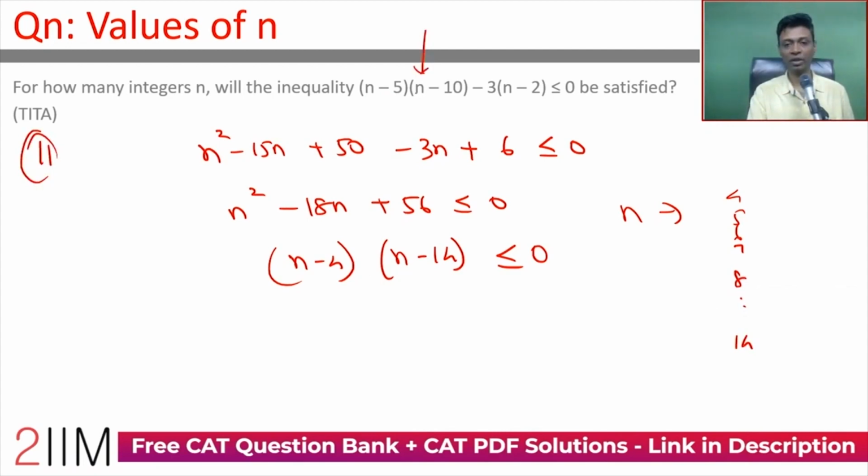Very simple question. Take this, simplify this, factorize it. There's a quadratic with 2 positive roots and it should be less than or equal to 0. N should lie between the 2 positive roots, between 4 and 14. How many integers are there between 4 and 14, including 4 and 14, because there's a less than or equal to 0 sitting here.